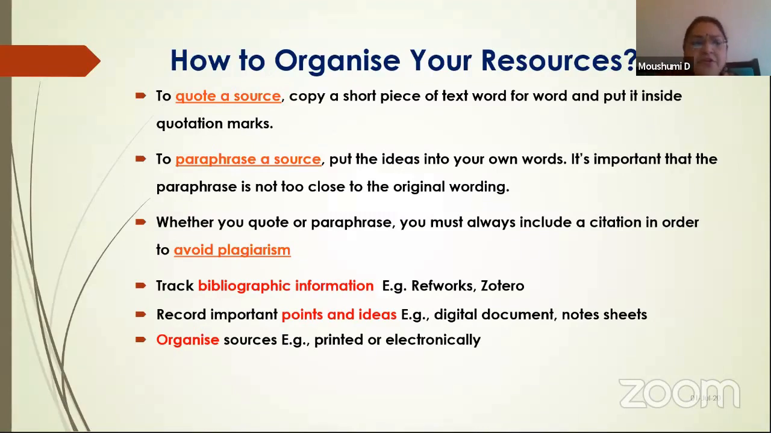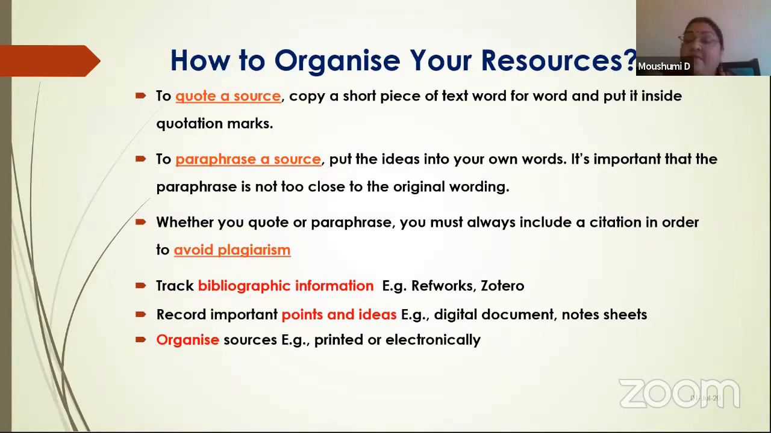Generally, you find in a literature review that you quote a source. My advice to all of you is, please don't quote anything and everything. If you want to quote a source, copy a short piece of text word for word and put it under quotation marks. You actually have to paraphrase the source. What does paraphrasing the source mean? You have to put the ideas into your own words. At the same time, recognize the author. Why? The idea is not yours. You have just played around with the words. It is very important to paraphrase the words in a proper manner. You should not be too close to the original wording.